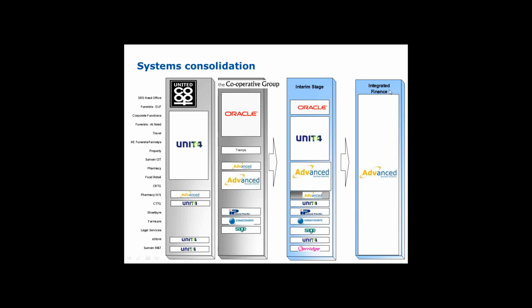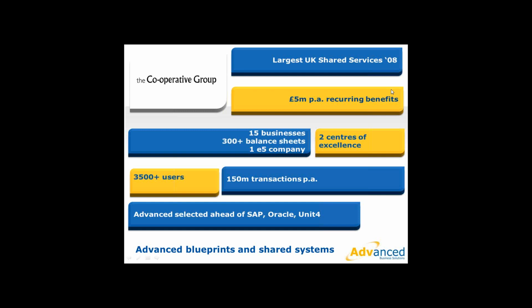This immense systems consolidation has been the platform to some impressive statistics about the Co-operative Group finance transformation program. The program was the largest UK shared services in 2008, as advised by PwC. It's delivered £5 million per annum recurring benefits. There's 15 businesses on a single chart of accounts. They've implemented 2 centres of excellence as shared services. There are over 3,500 users processing over 150 million transactions in the general ledger. It's also the single non-staff payment system. So all goods and services that the Co-operative Group purchases are paid through Advanced Solutions.